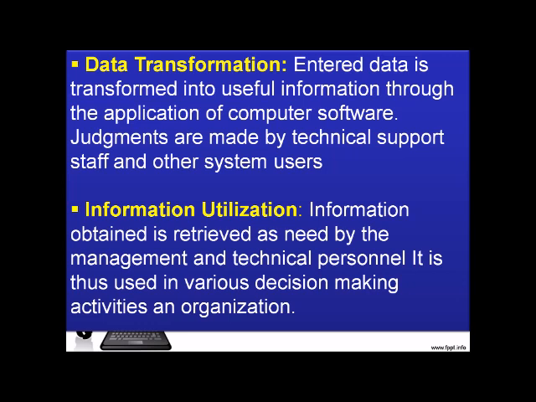So the last one is information utilization. It means that information obtained is retrieved as needed by management and technical personnel. It is thus used in various decision making activities in the organization, which is nothing but using the processed data from the previous step, that is data transformation. Now we have to make use of that data for decision making, for a particular activity in the company or organization.